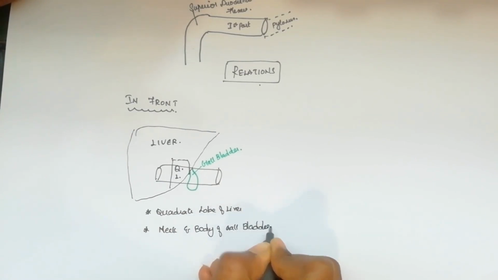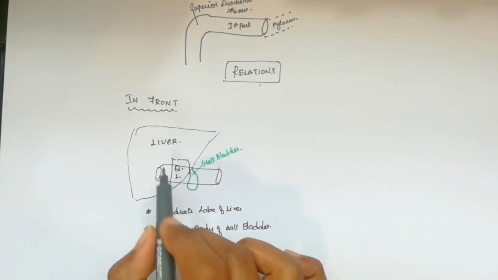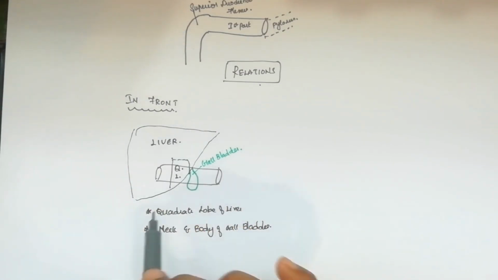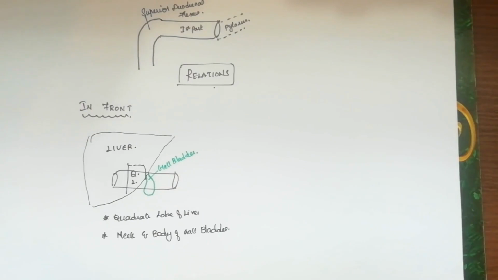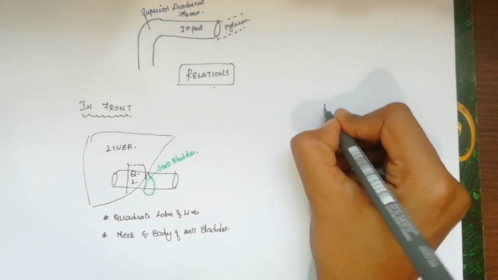Neck and body of gallbladder. So these are the two relations seen in the front aspect of the first part of duodenum. Now we will move on to the posterior relation of the first part of duodenum.